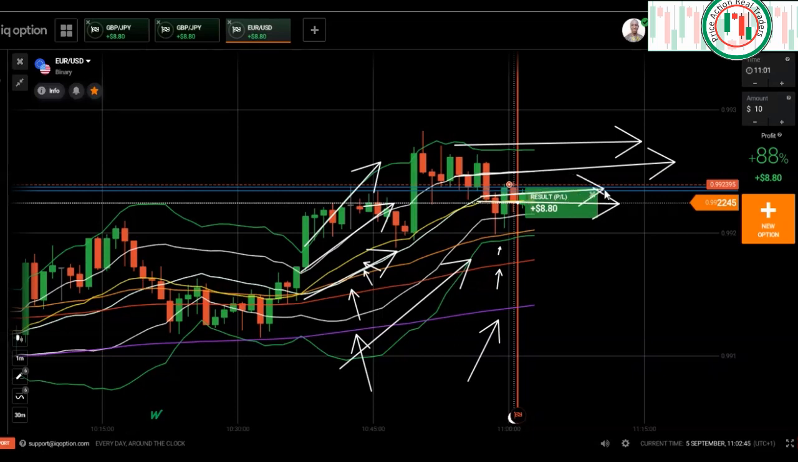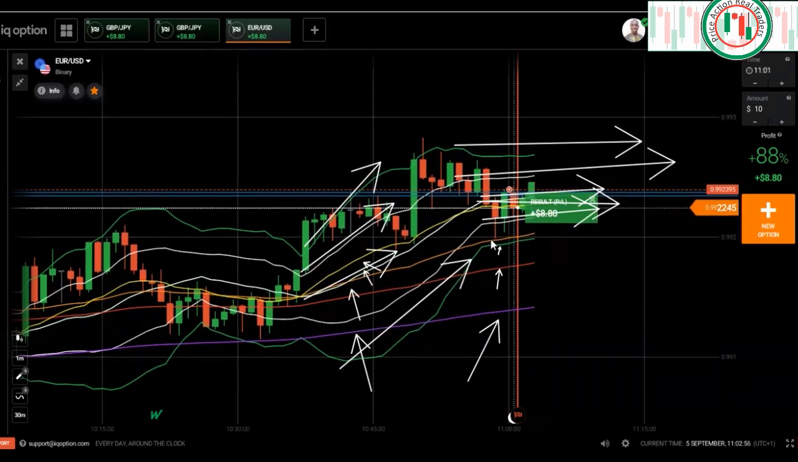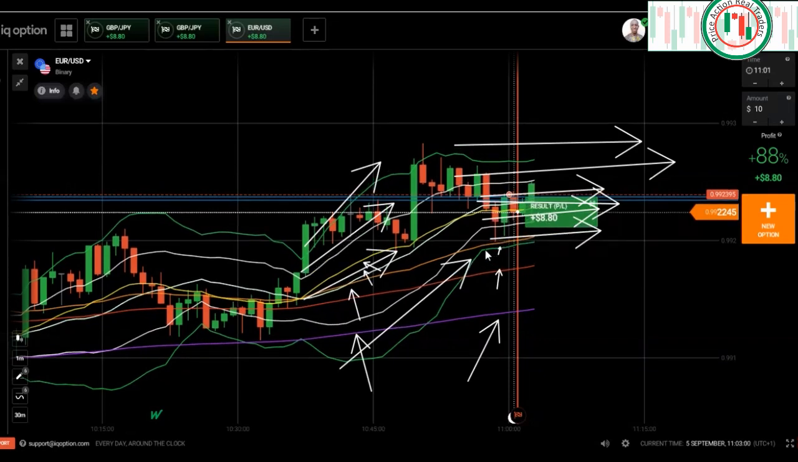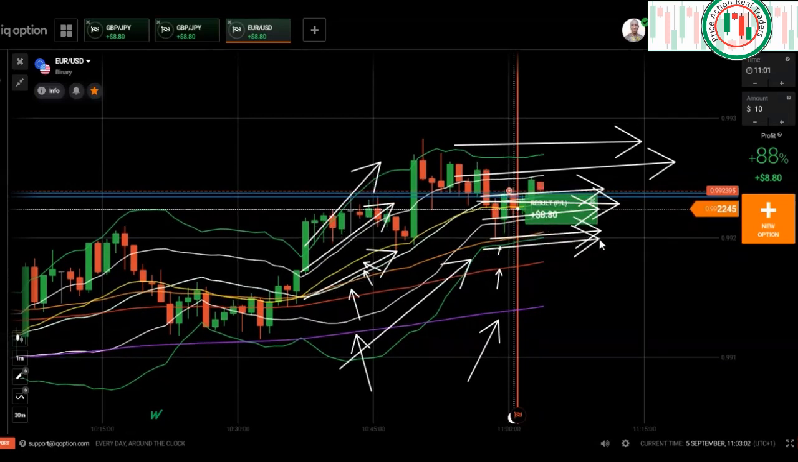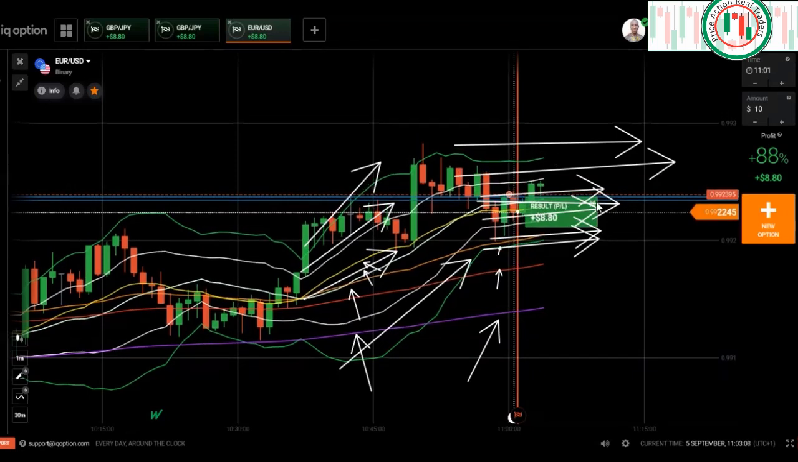Bollinger is flat. Middle Bollinger is flat. 1 deviation, 2 deviation, middle Bollinger, all are flat. You see, the 20 MA as well is flat, and even this 50 MA is trying to change to flat. You see, this Bollinger as well is flat. It shows that you are in a ranging market.